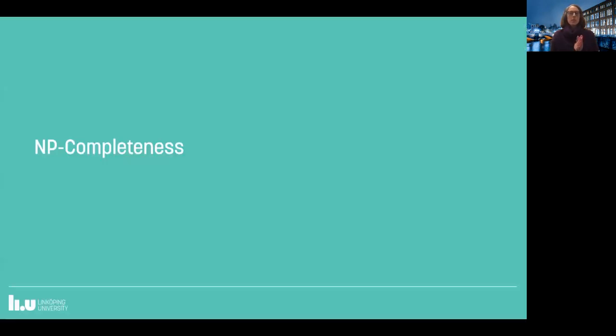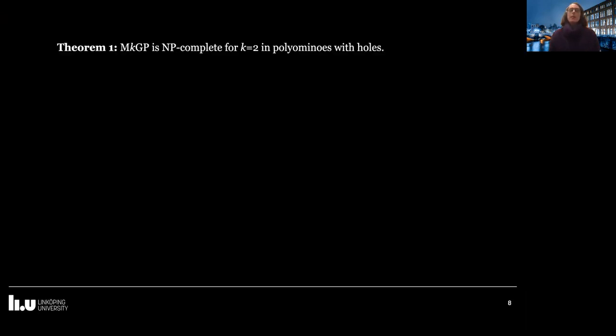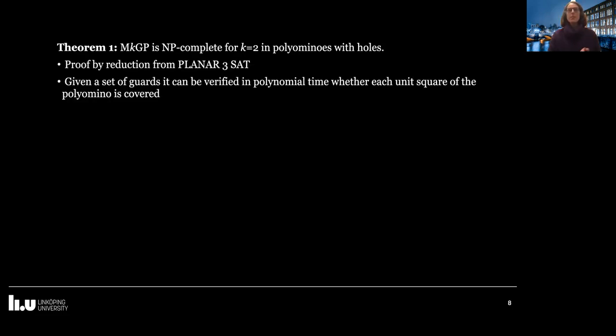The first result that I'd like to present is on NP-completeness, and we'll start with K equals 2. The MKGP is NP-complete for K equals 2 in polyominoes with holes. The reduction is from planar 3SAT. Just to check that the problem is actually in NP: if we are given a set of guards, then we can easily verify if every unit square is indeed covered by those guards. So the problem is in NP, and we only have to show NP-hardness now.